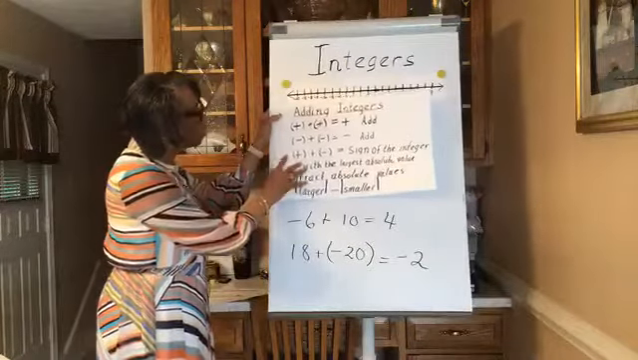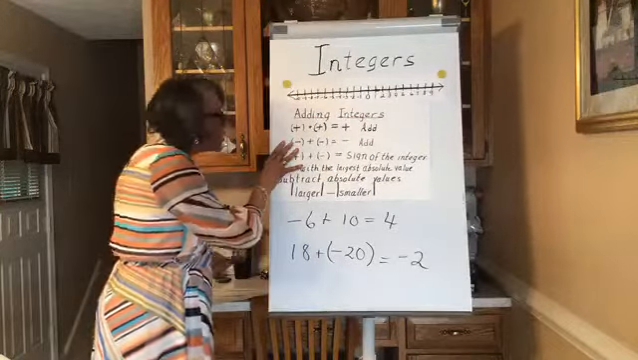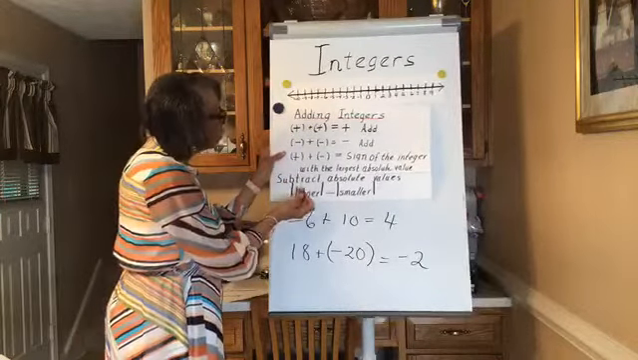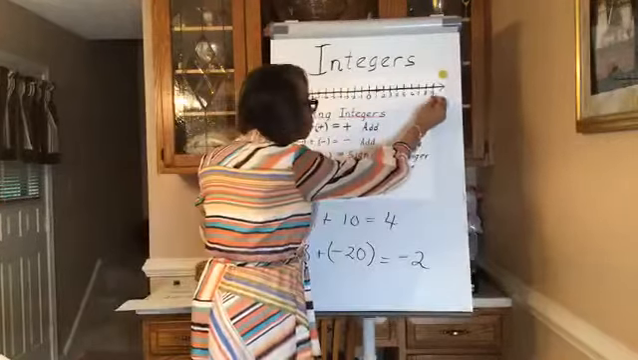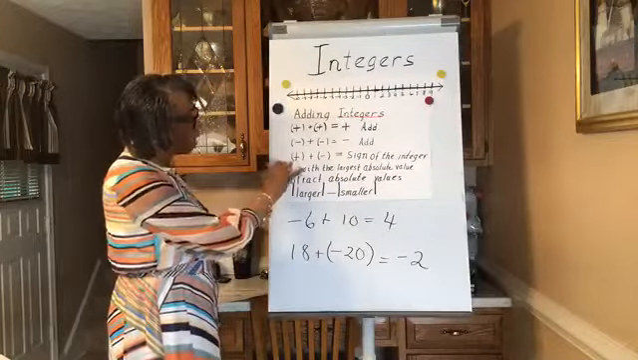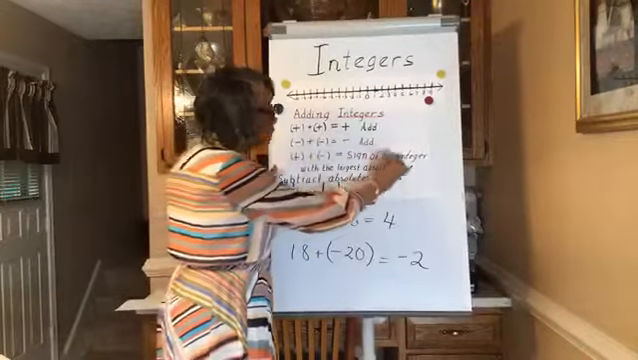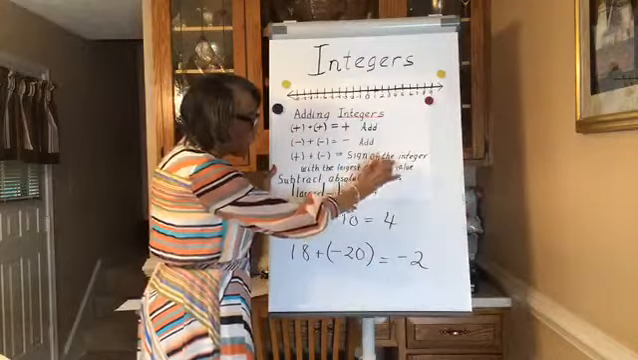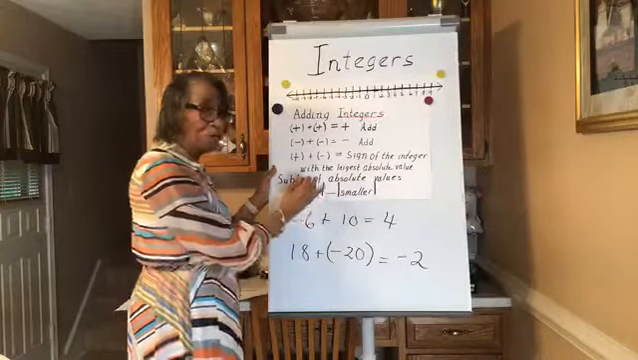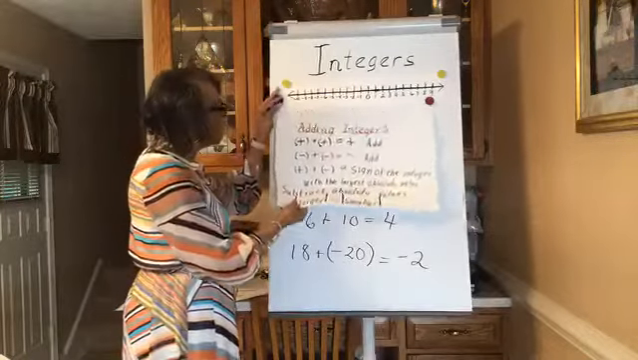When we're adding integers, a positive plus a positive equals a positive sum. When we're adding integers, a negative plus a negative equals a negative sum, and we add. When we are adding a positive and a negative, or a negative and a positive, either way, it's the sign of the integer with the largest absolute value. And we subtract the absolute values, the larger absolute value minus the smaller absolute value.